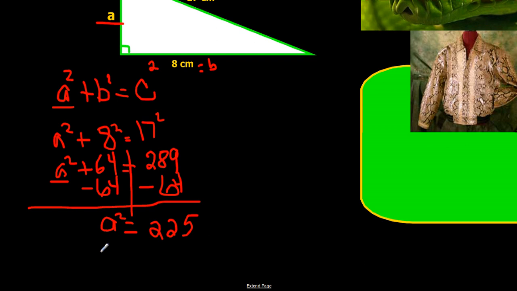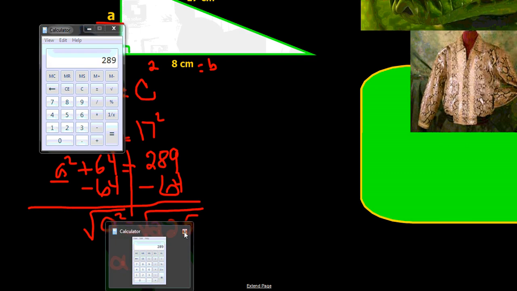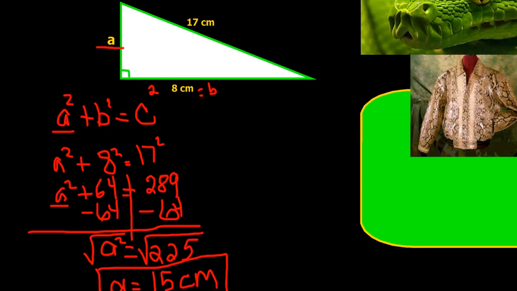Okay, and now our last step, do you know what we do, Pete, to undo a squaring of our variable? My favorite, square root. You are correct, which gives us A equals, what's the square root of 225? Do you know? 15. 15 is correct. So A is going to equal 15 centimeters. And that's our solution for the side of our triangle. Isn't it fabulous?